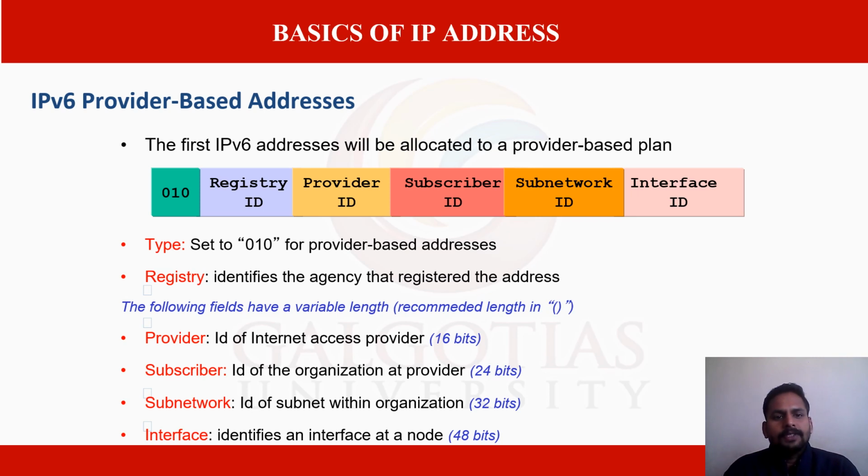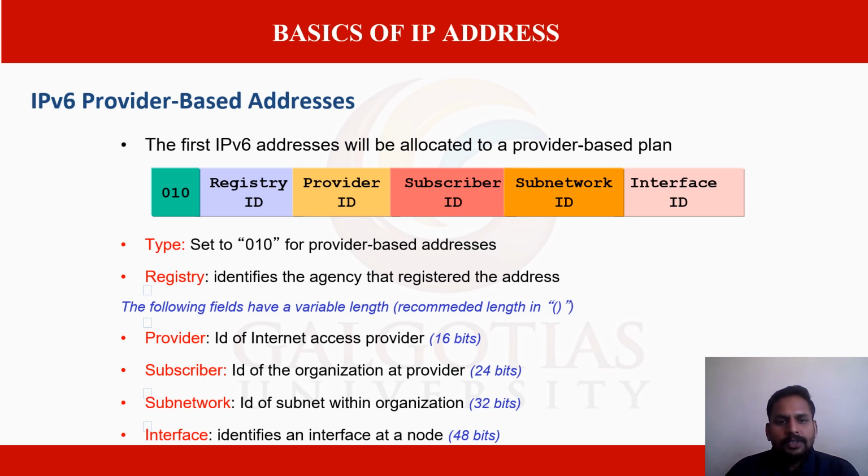And then IPv6 provider based addresses. That means if any provider is giving IP version 6, then with a few notations we can easily understand whether this IP address is given by the providers or by some internal users. How to identify: the first field will contain 010, which means this IP address is given by some service providers.